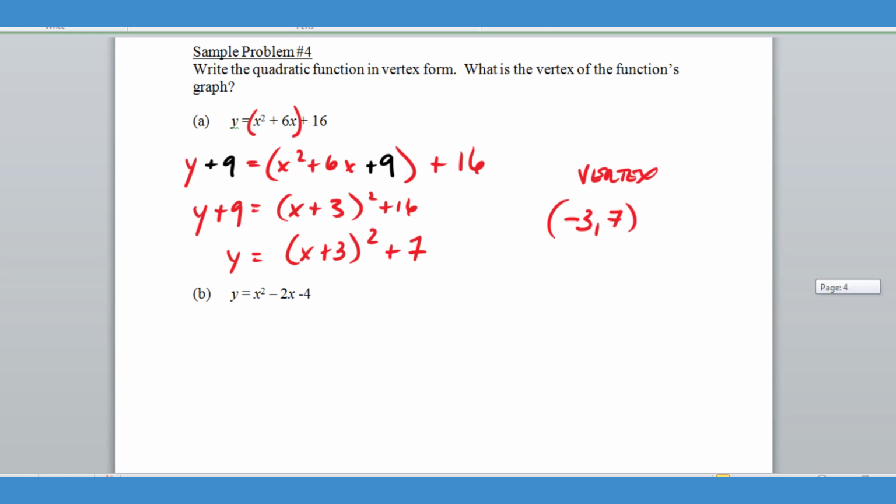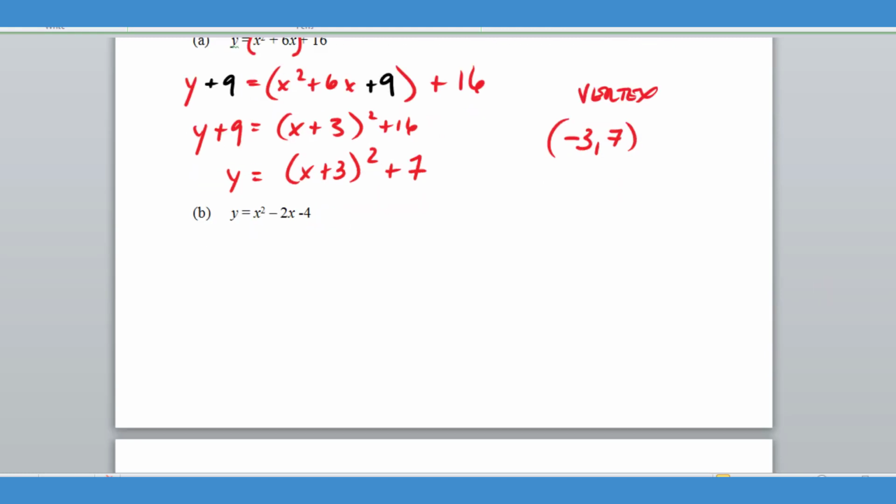Now, for part B, I'd actually like to show you something just a little bit different. What if we had given this to you as f of x? Sometimes it doesn't look so great for us to add something to both sides. And so if I want to use this completing the square process without adding a value to the left side, I can still keep my equation balanced. Let's look at how we do that.